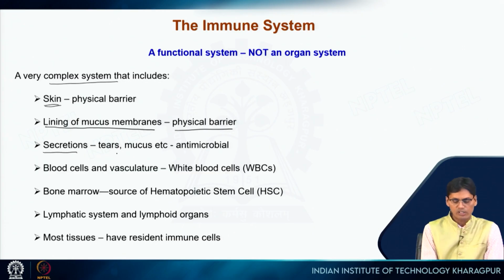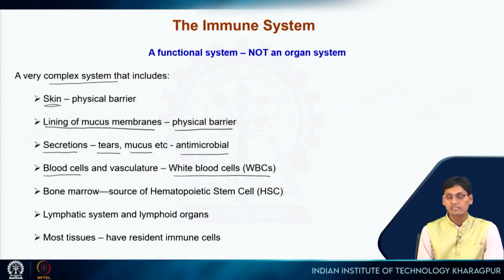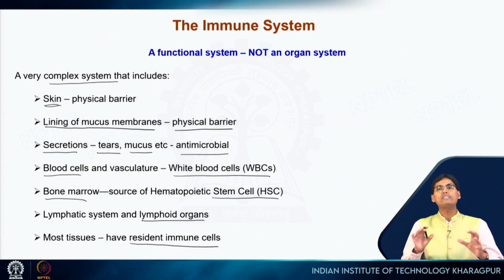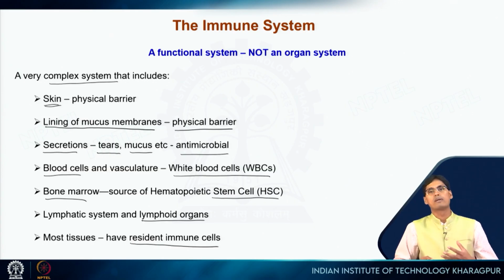Then secretions, as I already mentioned, for example tears and mucus with antimicrobials, are all part of our immune system. And then blood cells, particularly the different types of white blood cells, and bone marrow, from where all these cells are generated, and then the lymphatic system and lymphoid organs, and at the end most of the tissues, because they have tissue resident immune cells. So everything together is our immune system, right?